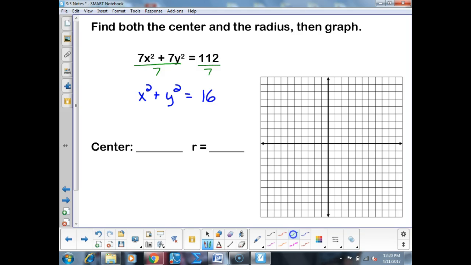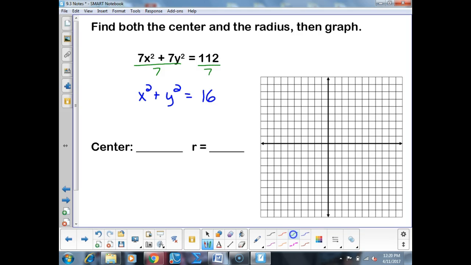Isaiah, what's the center? Probably want to start paying attention then, don't you think? Because if I can hear you all the way up here, do you think it's a distraction to the other people that are around you?